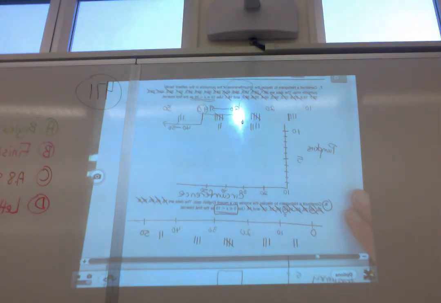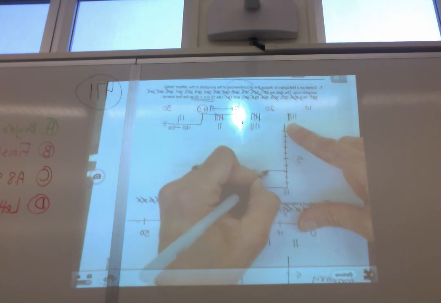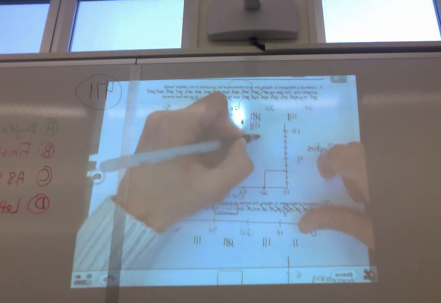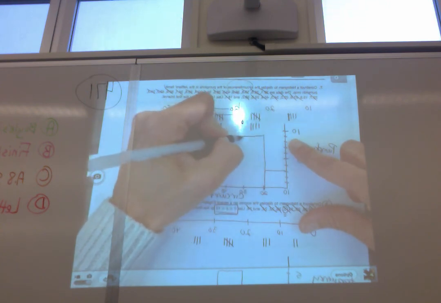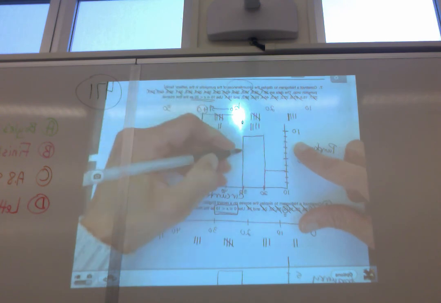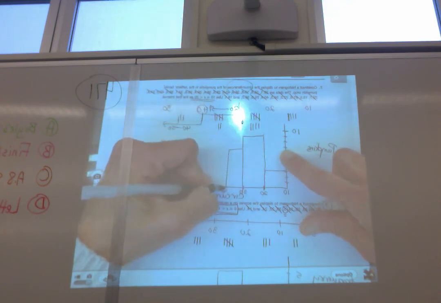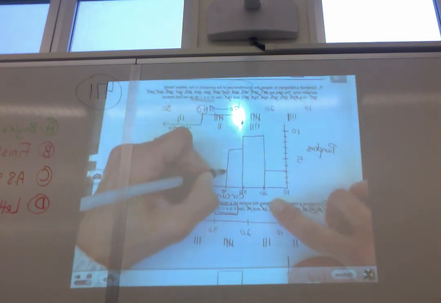Okay, so here we go. 3 in this group, make a bin up to 3. 9 in that group, 7, what do we have between 40 and 50? Back down to 3.